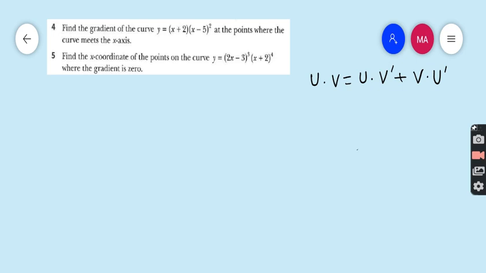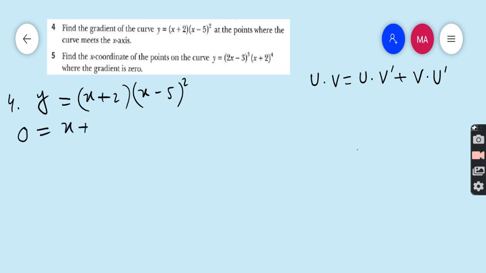Question number 4 is find the gradient of the curve y equals (x plus 2)(x minus 5) square at the point where the curve meets the x-axis. It is very easy. First we have to find the value where the curve meets the x-axis. When the curve meets the x-axis, the value of y must be 0.